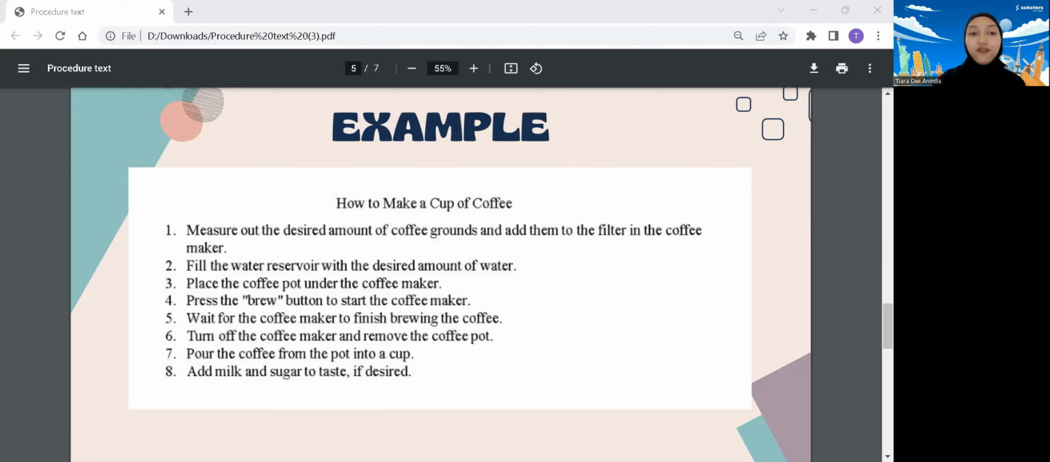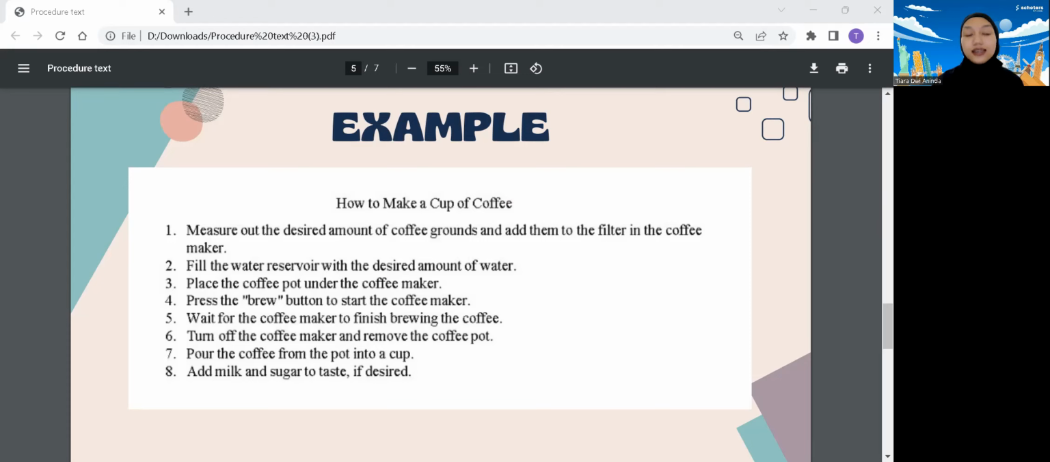And number five is wait for the coffee maker to finish brewing the coffee. So this is the fifth step and explains that the reader needs to wait for the coffee to finish brewing before moving on to the next step. And the next one, turn off the coffee maker and remove the coffee pot. So this is the sixth step and tells the reader what to do once the coffee is done brewing.